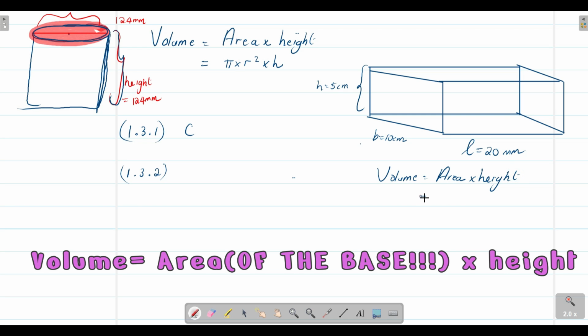How do you determine the area of a rectangle? It is just the length multiplied by the breadth, and then we multiply by the height. So let's just do that. What is the length? It will be 20 what? Millimeters. Multiplied by the breadth. What is the breadth? It is 10, millimeters. And what is the height? The height is 5. 5 what?